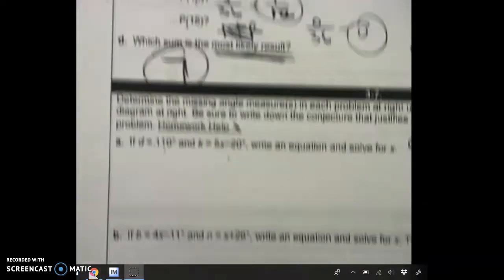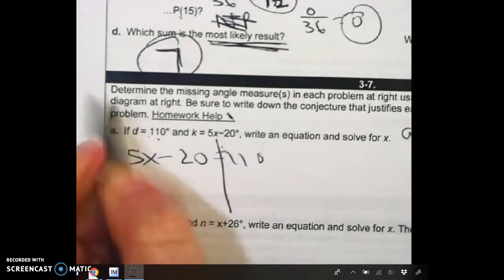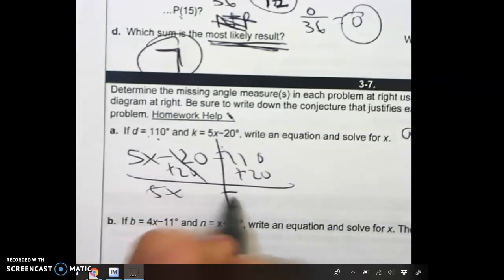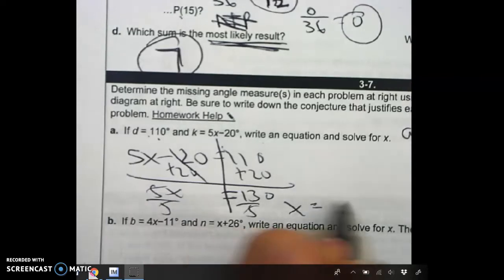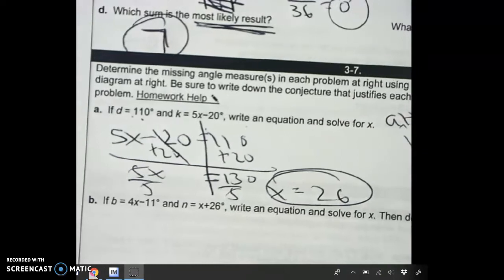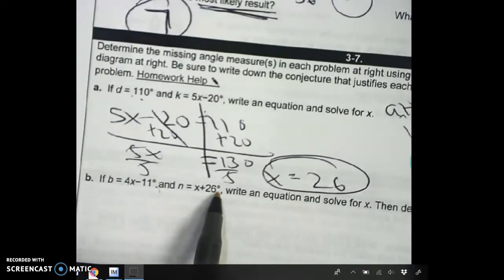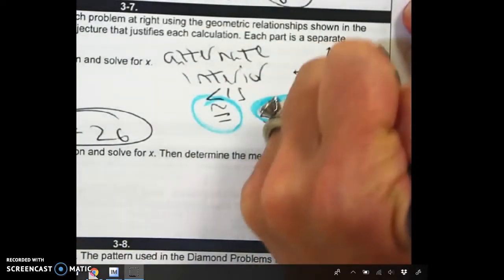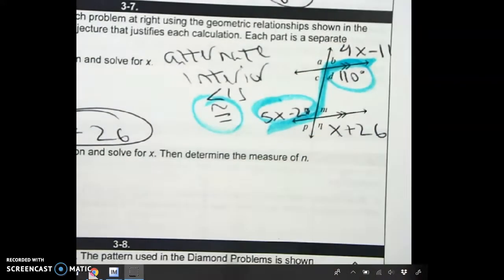So let's come over here. 5x minus 20 equals 110 plus 20. 5x equals 130. Divide by 5. X equals 26. Okay? Now this time what they're saying is B is 4x minus 11 and N is x plus 26. So B is 4x minus 11 and N is x plus 26.